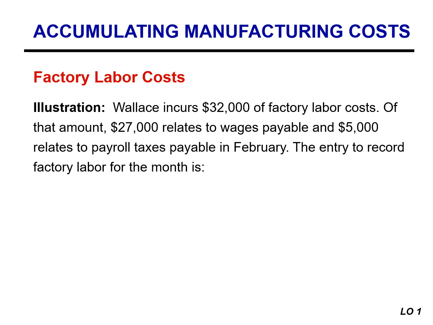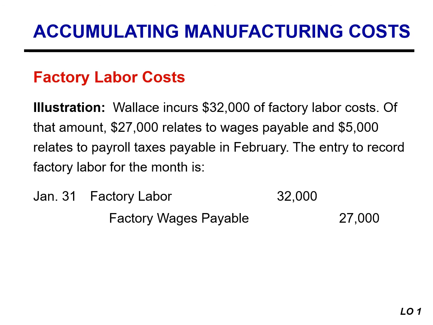Let's assume that Wallace incurs $32,000 of factory labor costs. Of that amount, $27,000 relates to wages payable and $5,000 relates to payroll taxes that are payable in February. The journal entry to record factory labor for the month of January is to debit factory labor for $32,000 and credit factory wages payable for $27,000 and employer payroll taxes payable for $5,000.